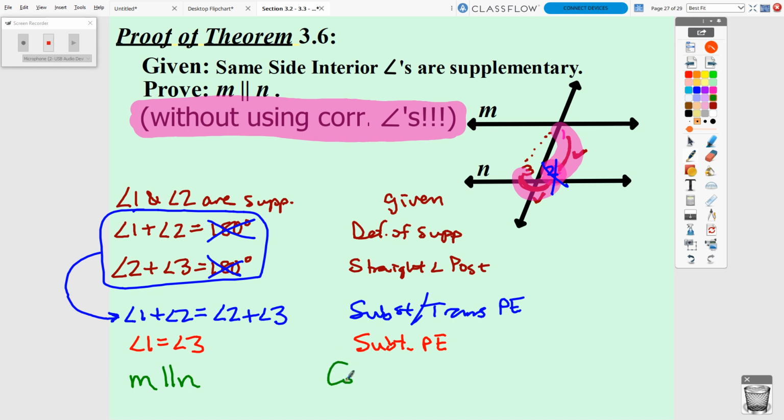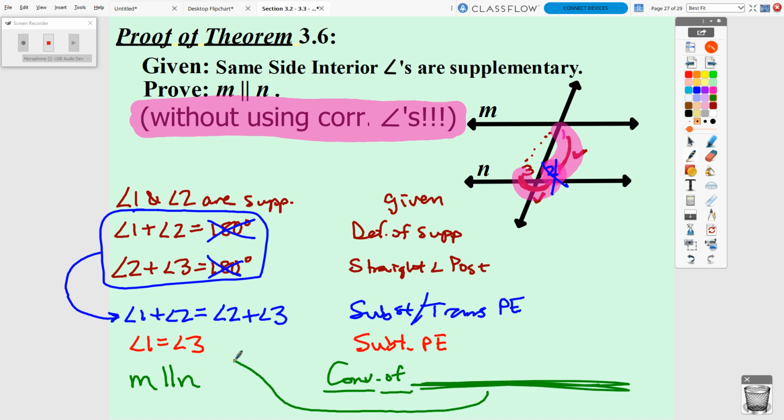For what reason? If you're proving that lines are parallel, it's always going to start off with "converse of." Converse of what type of angles did we just get done talking about, making a mathematical connection? By the converse of the alternate interior angles theorem. And we're done.